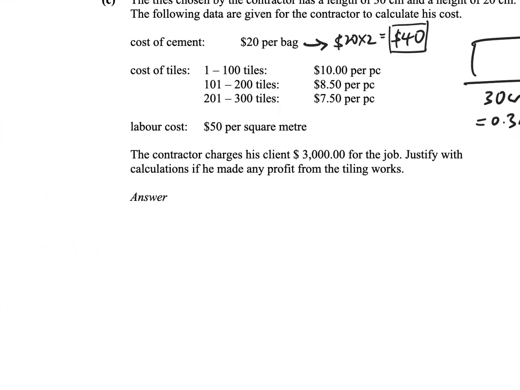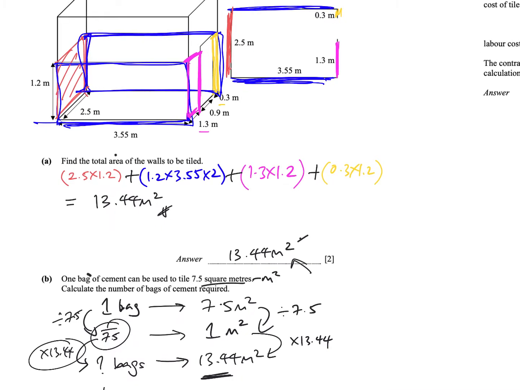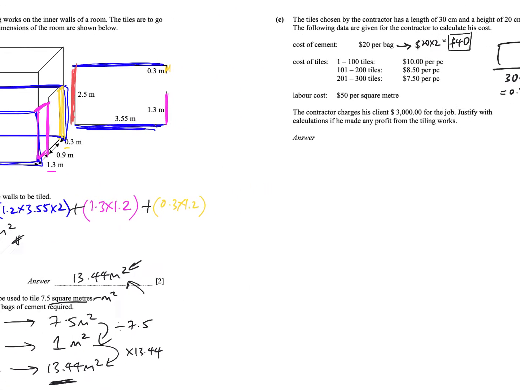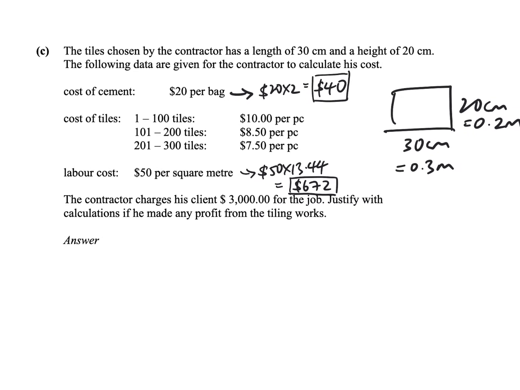Let's see. Labor cost $50 per square meter. Oh yes, we already calculated how many square meters. 13.44. So let's go back and say that, okay, $50 per square meter. So now we have 13.44 square meters. So that will give me $672 for the labor cost.